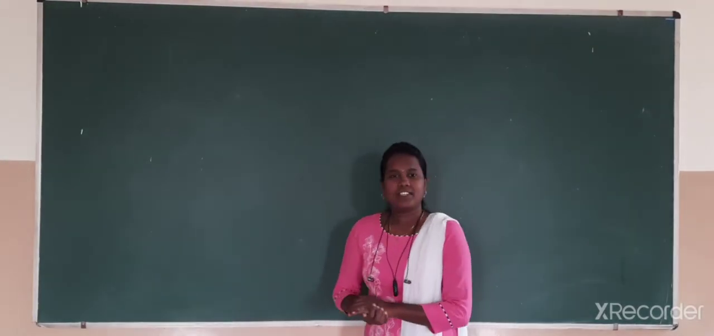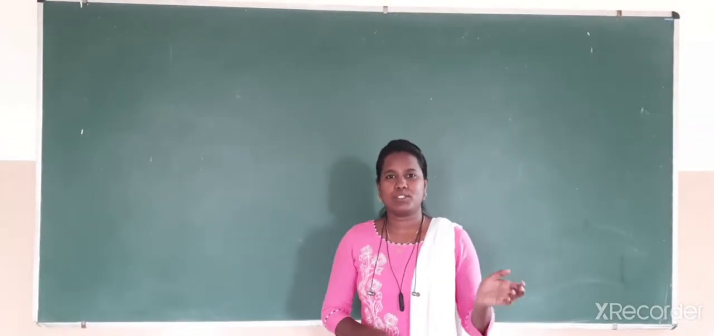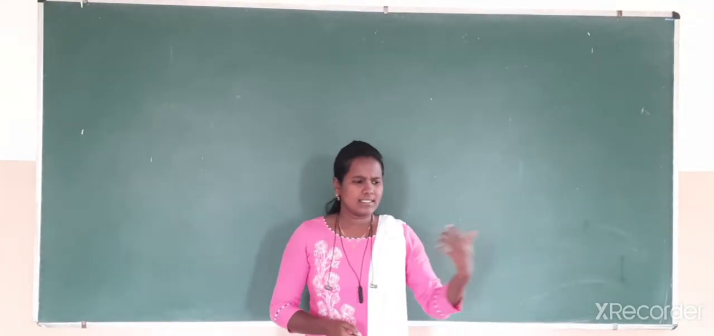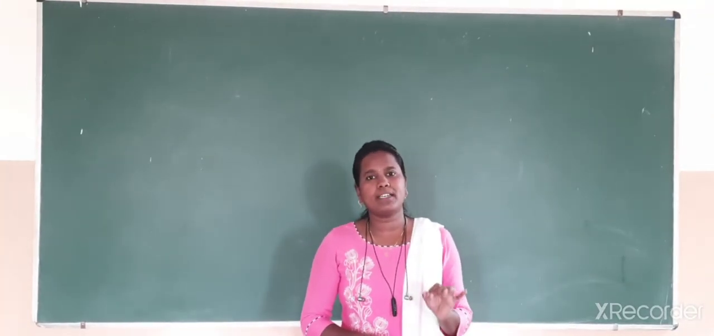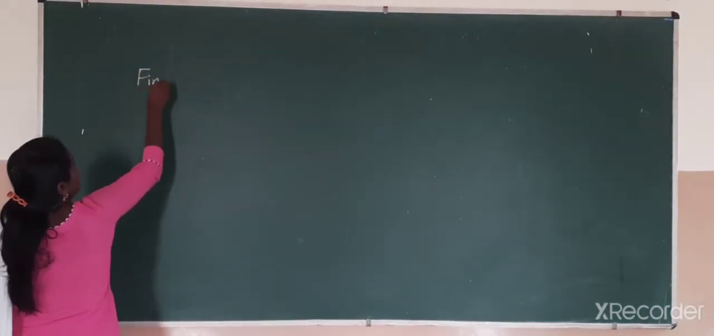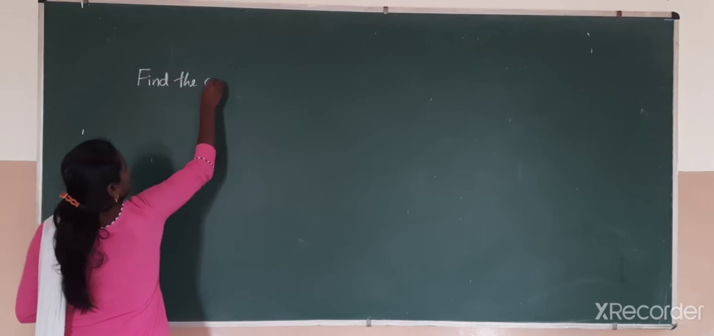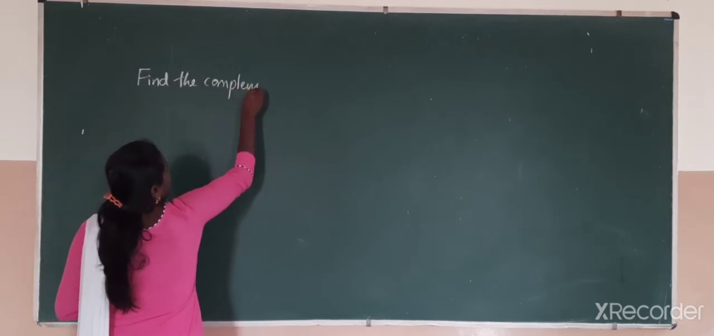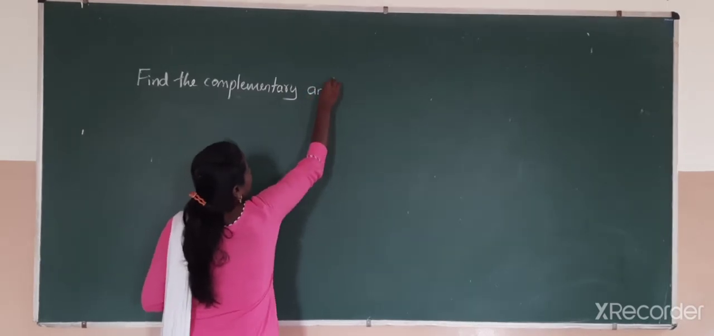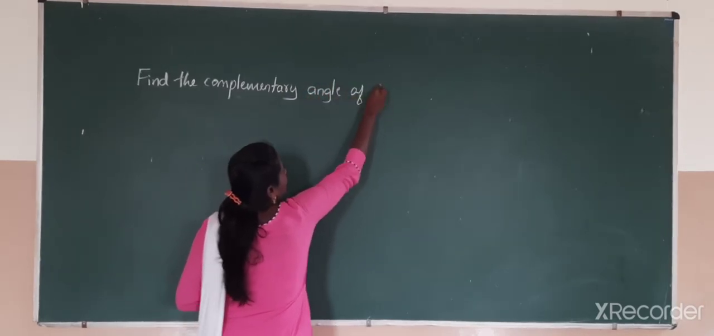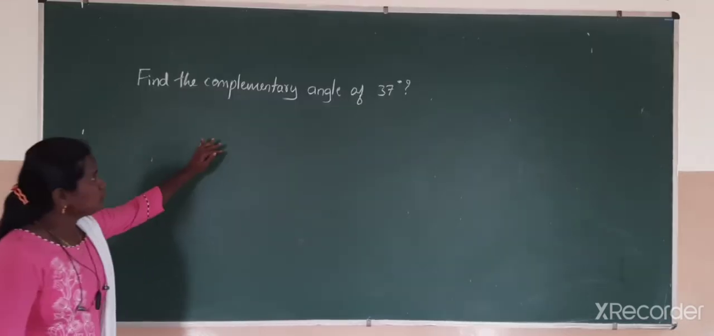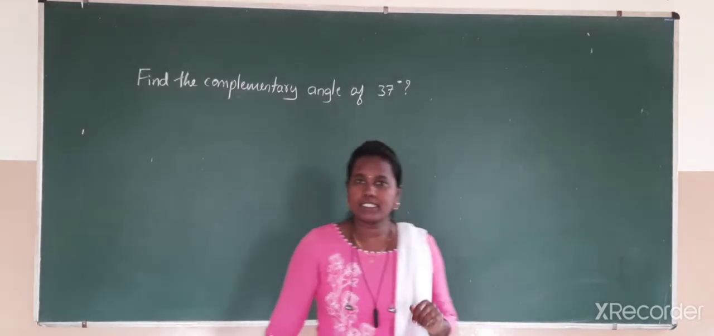So now today we are going to study the vertically opposite angles. Okay, so before going for vertically opposite angles, let us take some problems on complementary angles. Okay, so if the question is like this, find the complementary angle of 37 degree. Yes. How to find the complementary angle of 37 degree?